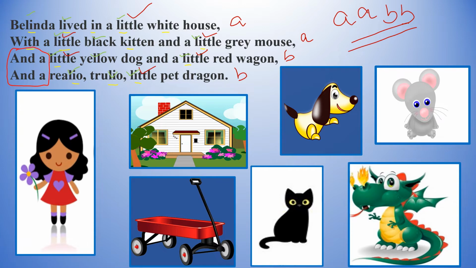And the next poetic device which is used in the same stanza is oxymoron. And oxymoron means when two contradictory words are used together. And here you can see in the last two words, pet dragon. And we all know that a dragon is a fierce animal which could not be kept as a pet. So this is the example of oxymoron.